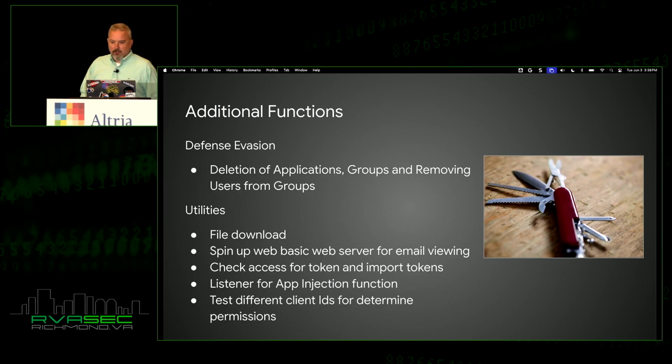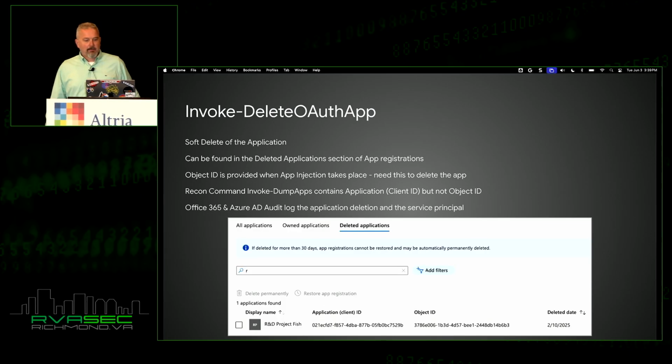Which brings us to the last section of this, which is the additional functions. This is a combination of defensive evasion, if you will, and utilities. So file download that we talked about, that's a utility. Spinning up a basic web server to read that mail, that's in there as well. There's some other things like that. But you can also delete the apps, delete the groups, remove users from groups. So we did all of those things in those prior steps. Now I'm going to silently pull those things down before I exit. And I can do that.